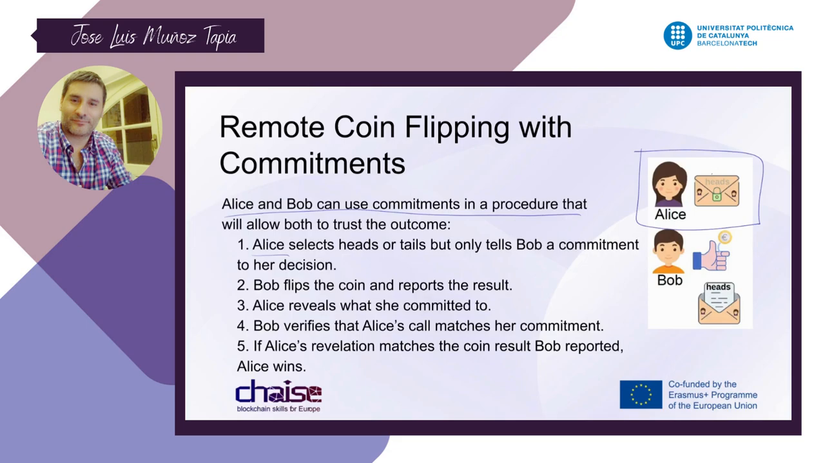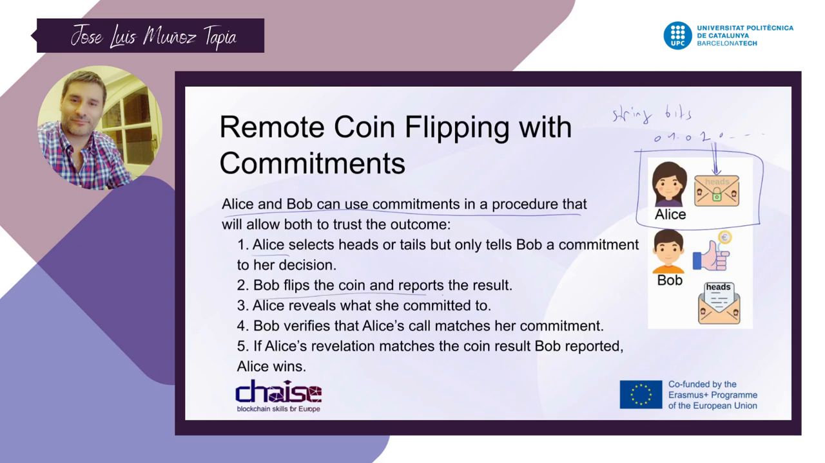In our analogy, we are going to create a sealed envelope. Inside we will put our choice, in this case heads, for example, and then you cannot change whatever you put inside, and Bob cannot see anything. As we will see in a moment, this commitment is going to be represented by a string of bits, just a string of zeros and ones. I can send this string to Bob, and this is my commitment. This commitment will not allow Alice to change the decision.